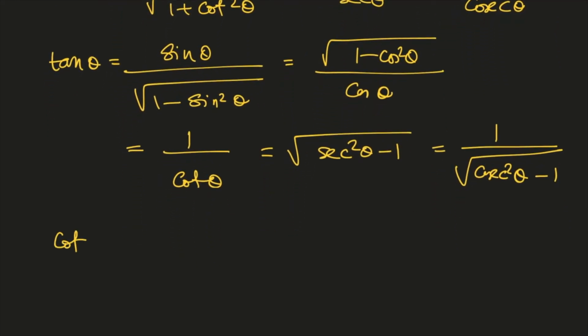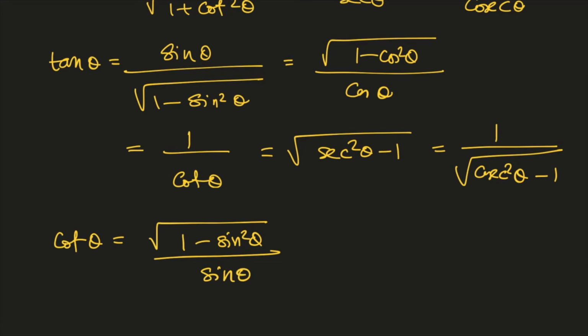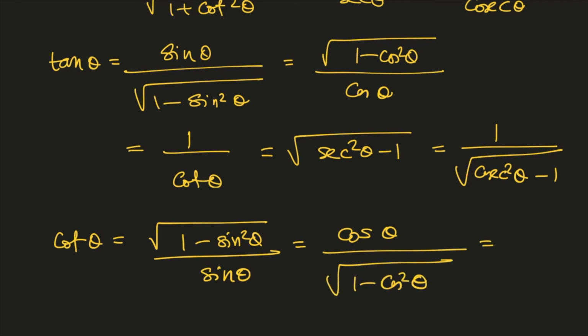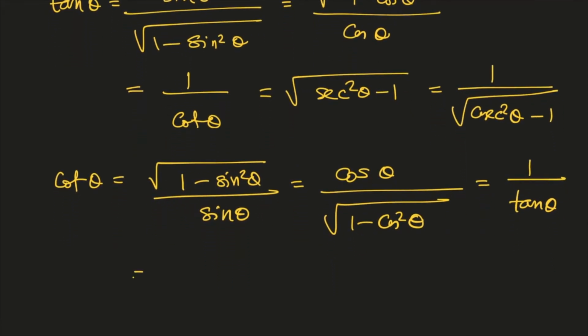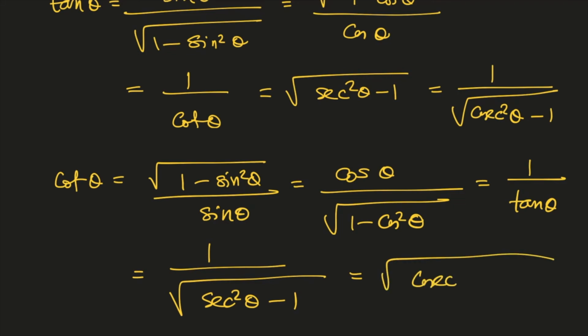And for cot theta, in terms of sin theta, it is going to be root over 1 minus sin square theta divided by sin theta. And in terms of cos theta, it is going to be cos theta divided by root over 1 minus cos square theta. In terms of tan theta, it is going to be 1 over tan theta. In terms of sec theta, it is going to be 1 over root over sec square theta minus 1. And in terms of cosec theta, it is going to be root over cosec square theta minus 1.